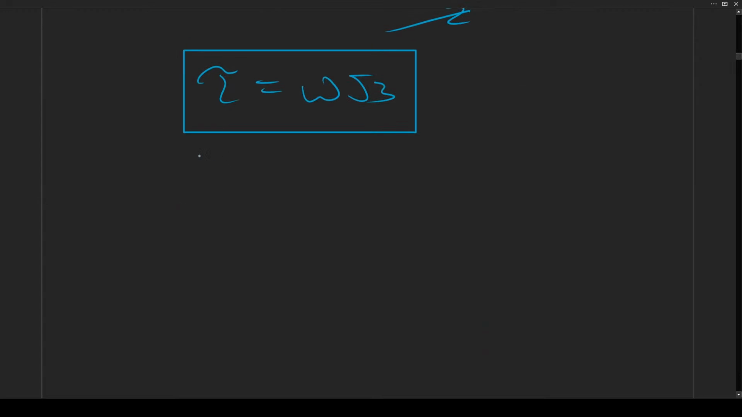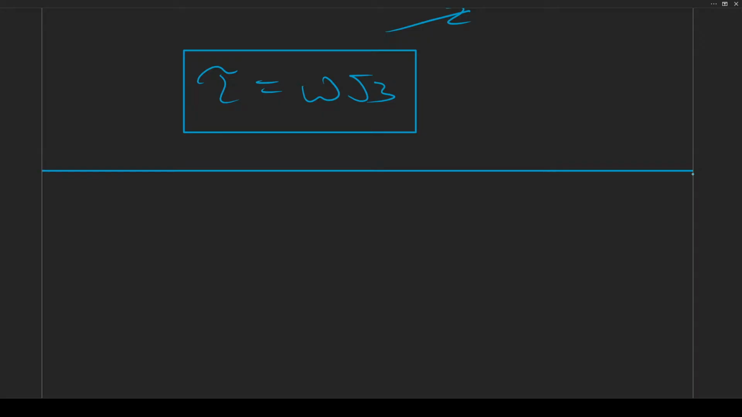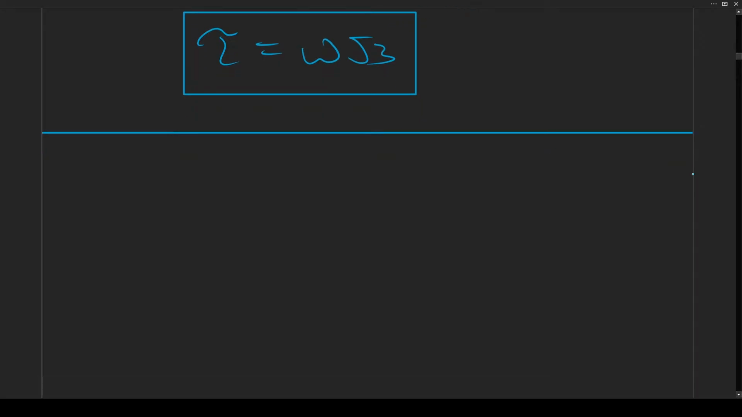If we had values, we could have substituted them, but since it was only provided that the work done was W units, we substituted that. Now let's go to the next question.